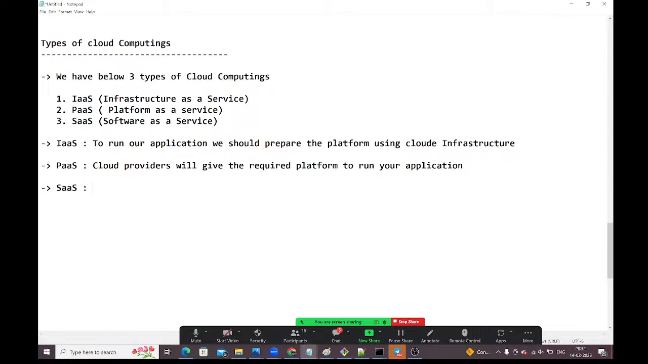Understood, guys? And here, you don't need to do anything in the SaaS case, guys. Cloud providers will provide the software for our business purpose.